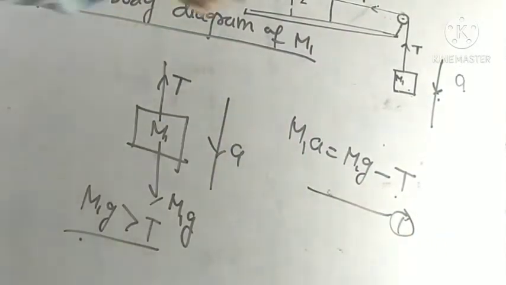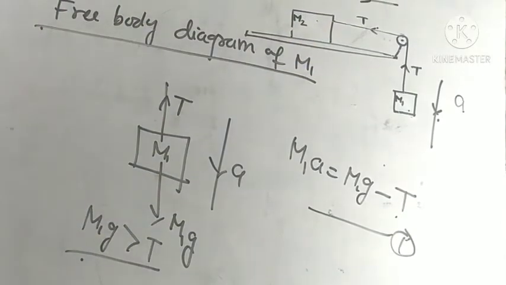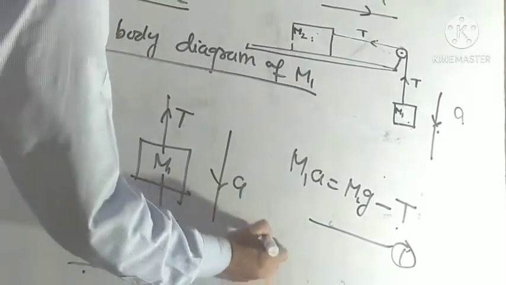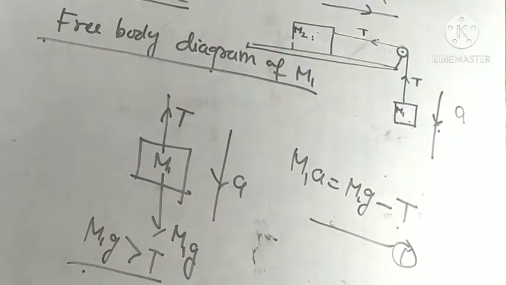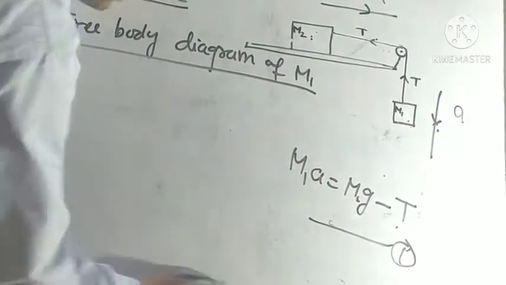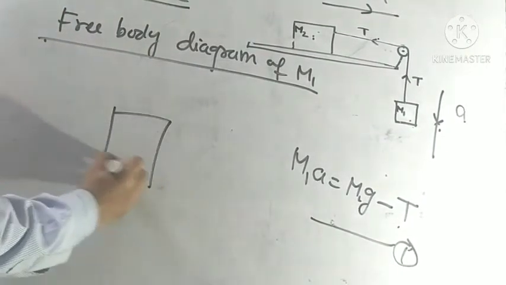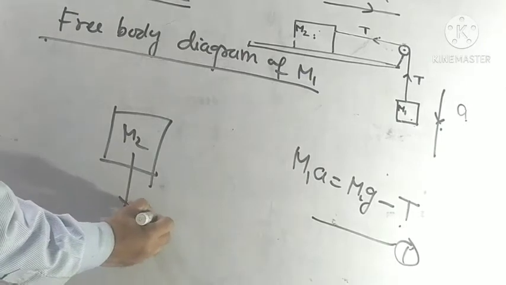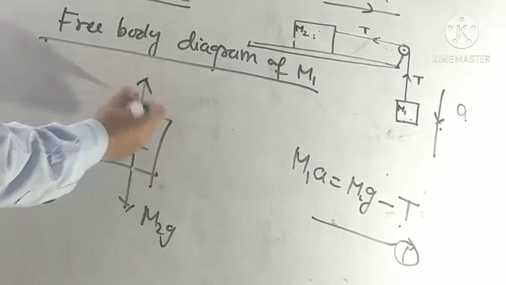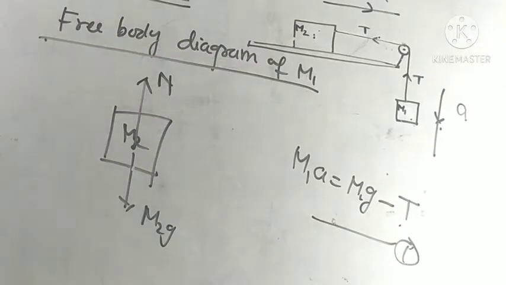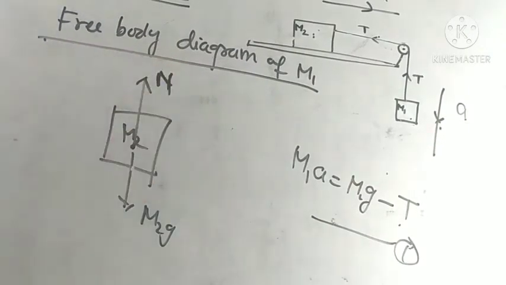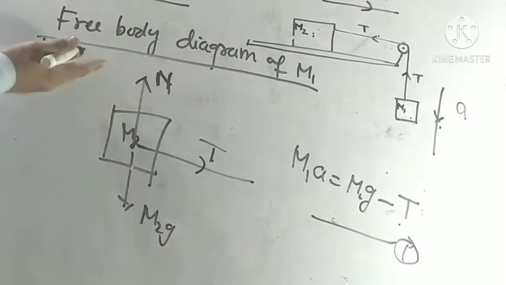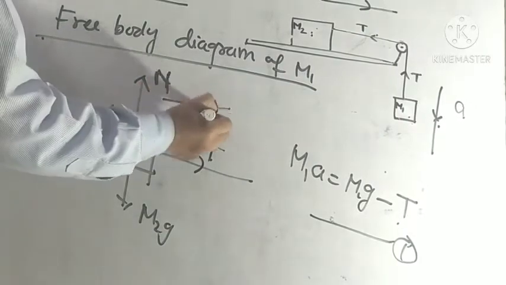Now we discuss the free body diagram of the second body. How many forces act on this body? The weight of this body. So we take the second body having mass M2. The weight of this body acts vertically downward, and that is M2G, and the normal force acts vertically upward, denoted by N here. And the tension T in the string. This body will move to the right-hand side with acceleration A.